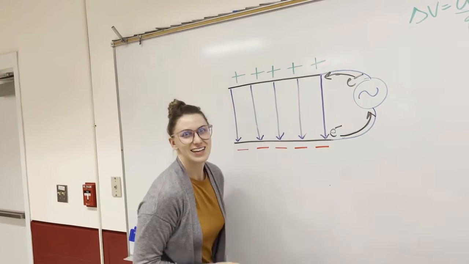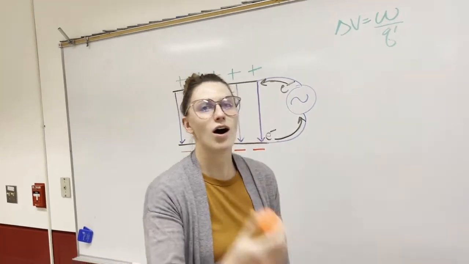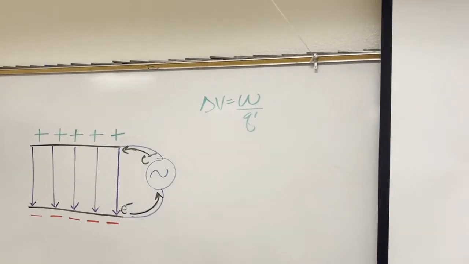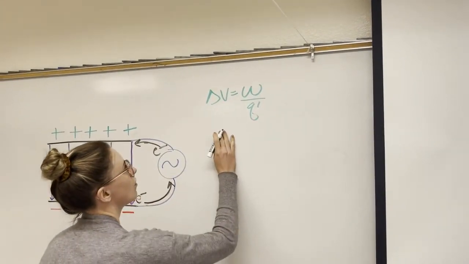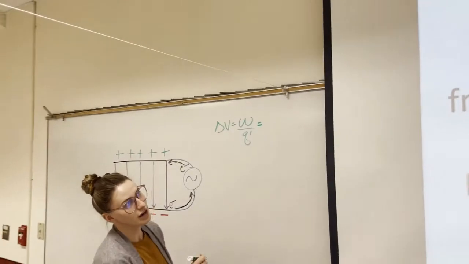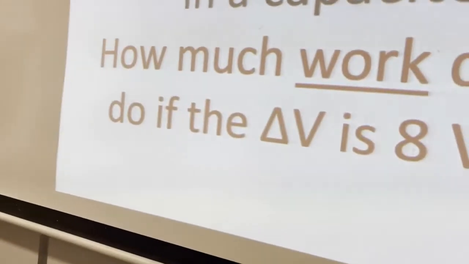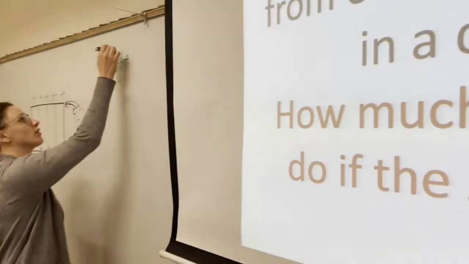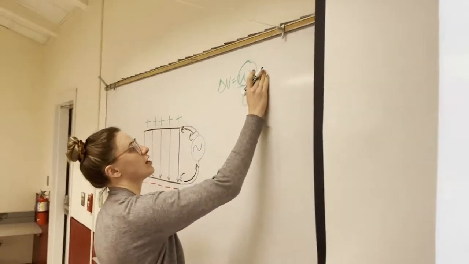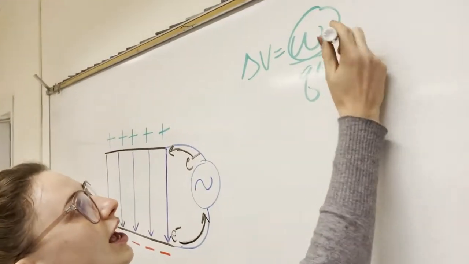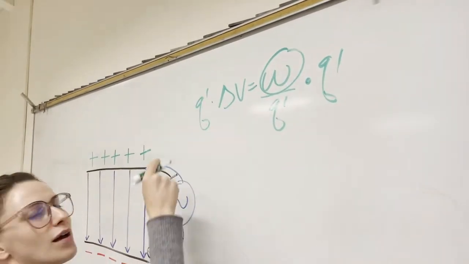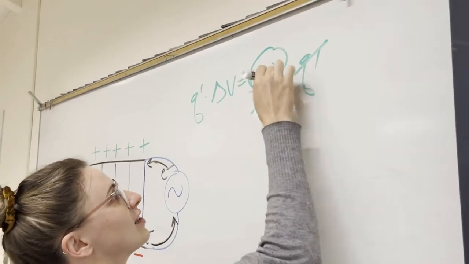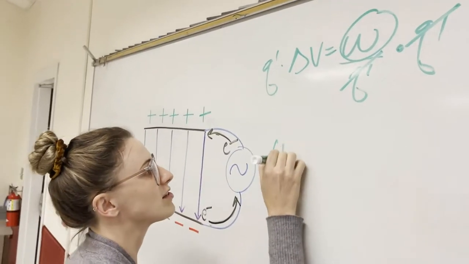Well, no, that's the test charge inside the field. It's a lot simpler than that. It's just solve that equation for work. So let's do it. We're solving for work. How do we get rid of the Q prime? I'm saying the wrong things, you guys. Okay, so work equals.